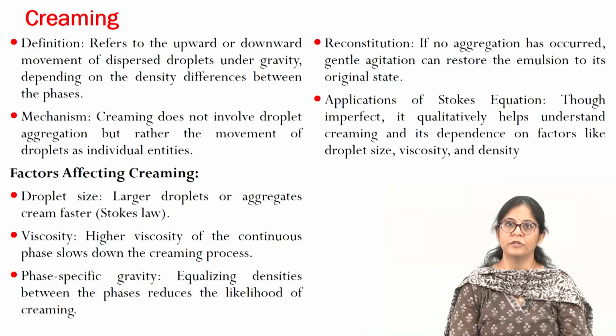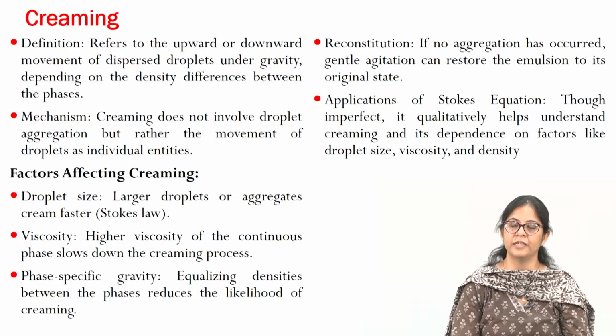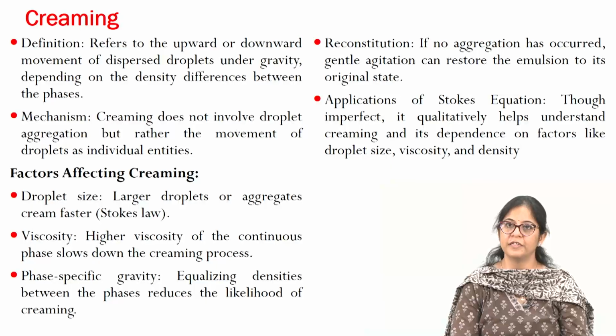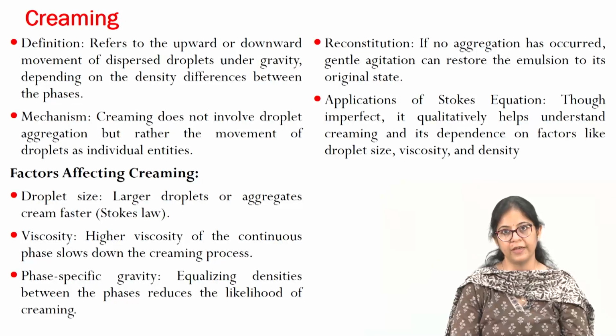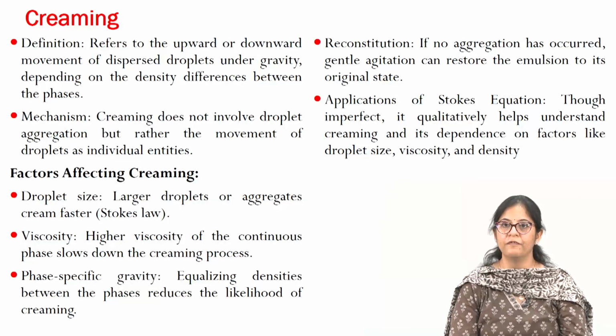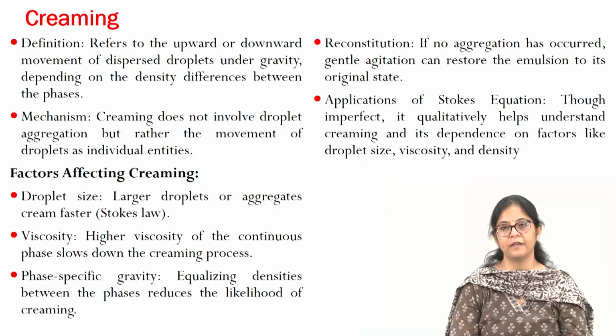Creaming refers to the upward or downward movement of dispersed phase under gravity depending upon the density difference between the phases. Creaming does not involve droplet aggregation, but rather the movement of droplets as individual entities. The factors which affect creaming are droplet size. So, larger droplets or aggregates cream faster according to the Stokes law. Higher viscosity of the continuous phase slows down the creaming process. Phase specific gravity: equalizing the densities between the phases reduces the likeliness of creaming. Reconstitution: if no aggregation has occurred, gentle agitation can restore the emulsion to its original state.